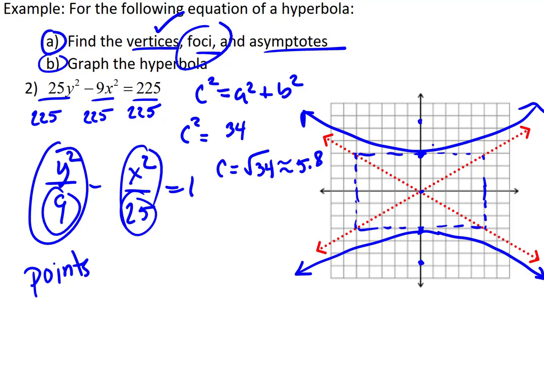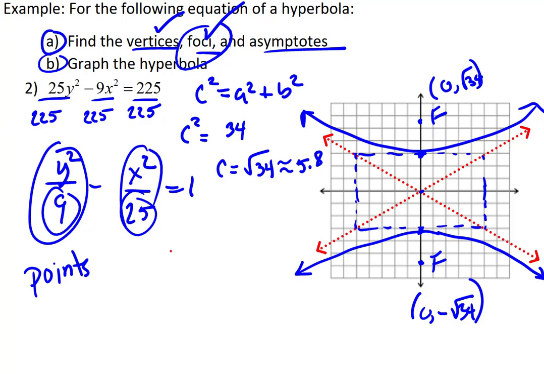Remember that the branches of the hyperbola should be hugging the foci. So we have one above and one below in their places. Of course, you could write their coordinates if you needed to. It'd be the point 0, comma, square root of 34, or 0, comma, negative square root of 34 for the foci. And that's now covering the foci, and then the asymptotes we already graphed.